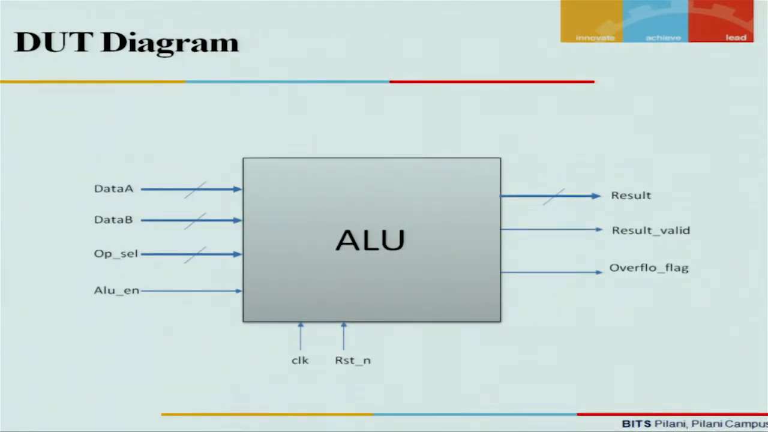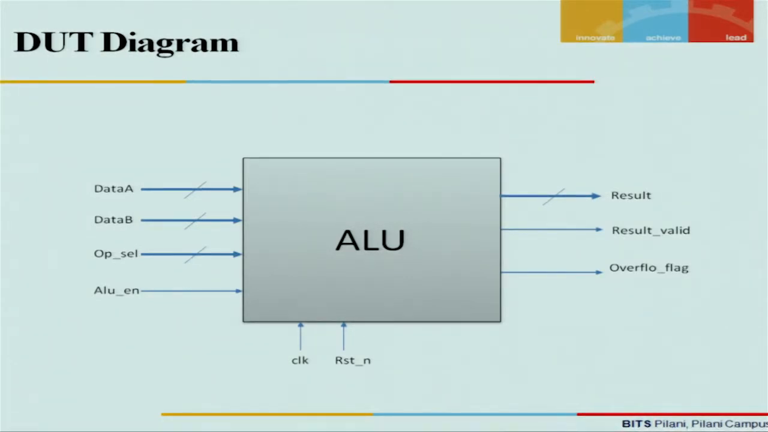And as soon as the passage of clock comes, the first input that it looks at is ALU enable. If ALU enable is high, it will sample the other inputs at the same passage of clock, which are the data A, data B, and operation select. Based on the value of operation select given to the DUT, it will perform the operations on the two operands data A and data B. The output shall be driven on result at the next passage of clock, and the result valid shall also be asserted at the same passage.